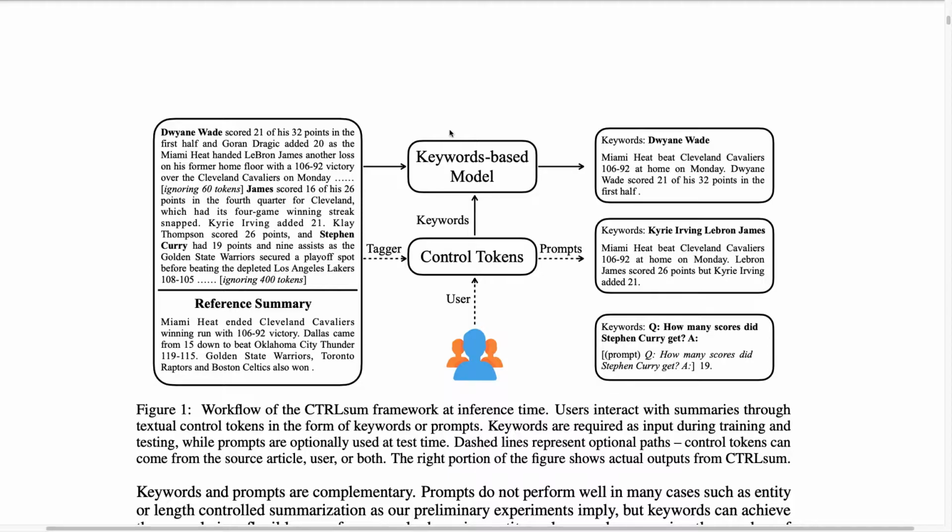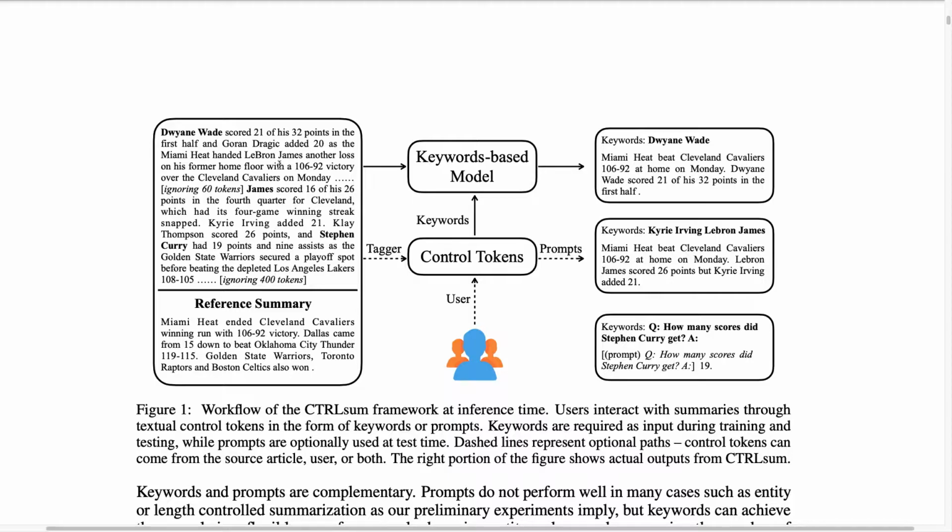Their model CTRLsum is taking as input not only the article, but also one or multiple keywords extracted from the article as an additional training signal, or some sort of control tokens as they call them. And these keywords could be coming either from a user of the summarization system who is interested in steering it towards a particular direction, or they might also be automatically extracted from the article using a different model, a keyword extraction model.